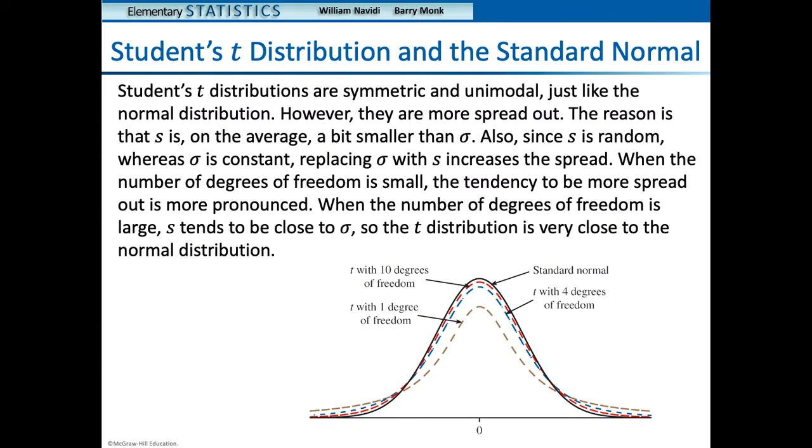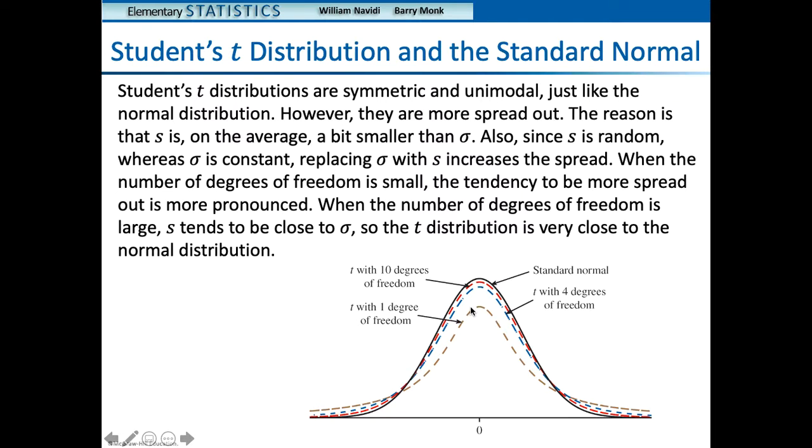Now, a student's t distribution, at first glance, actually has a lot of similarities to a normal distribution. It is still unimodal and symmetric and bell-shaped. However, student's t distributions are more spread out. As you can kind of see, the solid line curve is the standard normal curve, and the dotted line curves represent different student's t distributions with different degrees of freedom.